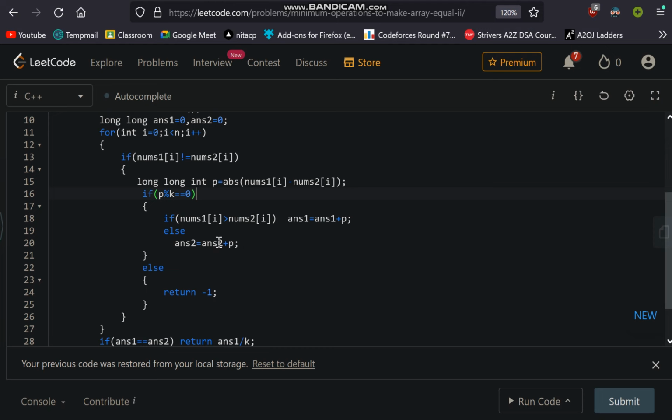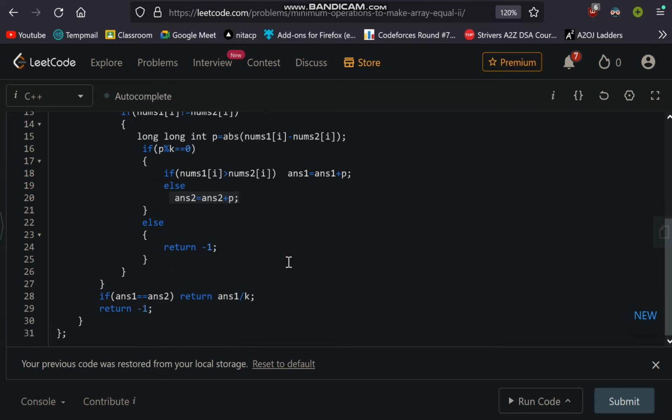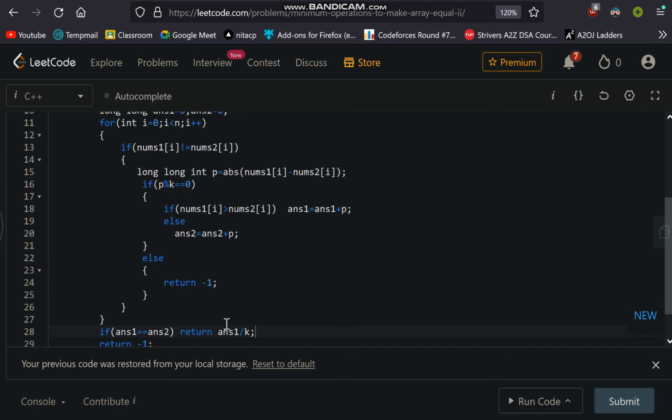The same thing I can write here: if the difference is not a multiple of k, then I can simply return -1. And if the difference is a multiple of k, then I can store the amount by which I can increment, and also the amount by which I can decrement, in two separate variables, answer 1 and answer 2. If the amount by which we have to increment the numbers is equal to the amount by which we have to decrement the numbers, then I can divide answer 1 by k, and this is the required number of steps. And if they are not equal, then I return -1.